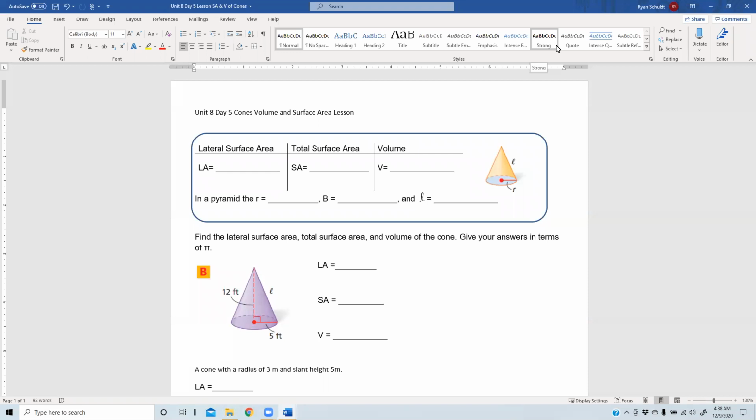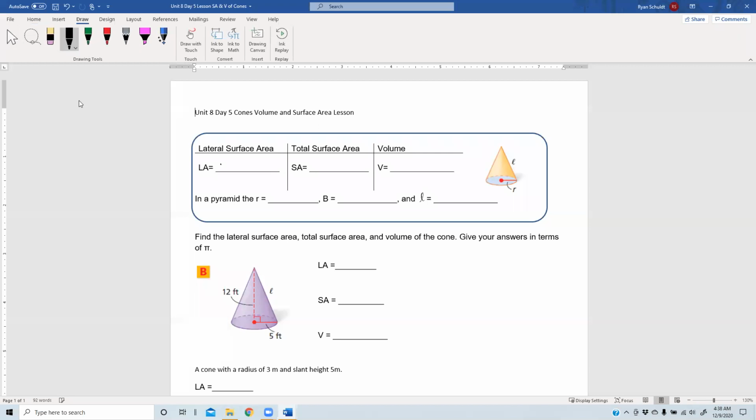But for lateral area, the formula that you'll see on your formula chart is pi r squared. Sorry, not pi r squared. Not pi r squared. Pi r l.